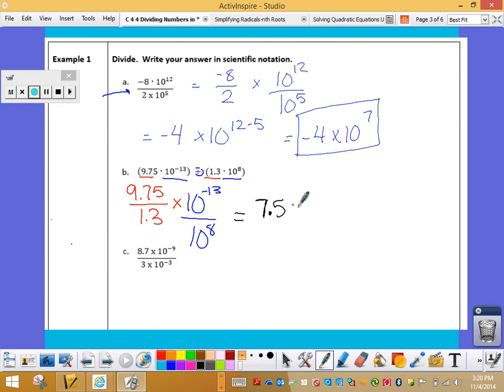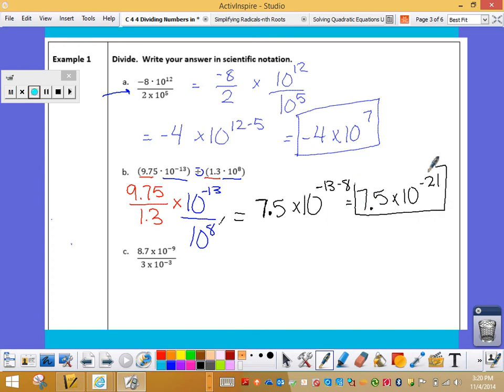So we have 7.5 times 10 to the, and we're subtracting still, always the numerator minus the denominator. And we can simplify 7.5 times 10 to the negative 21st power. And here we know that this number is going to be teeny tiny. Your decimal is going to keep moving to the left since your exponent is negative. Okay, go ahead and cross out letter C in your notes. We're going to skip that one.